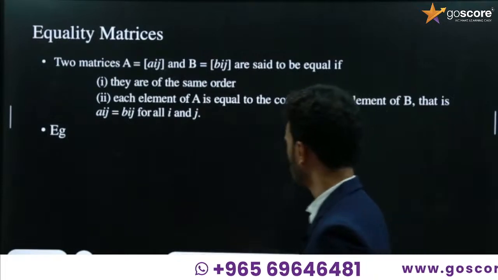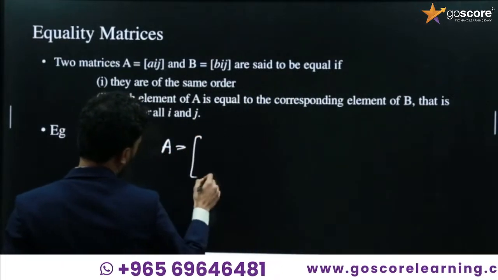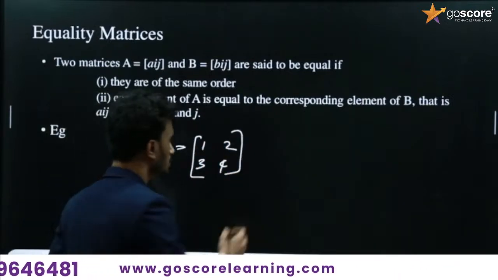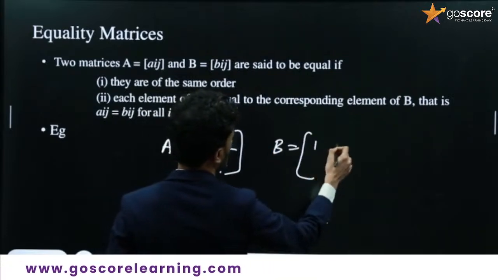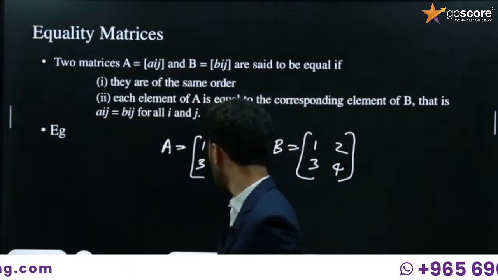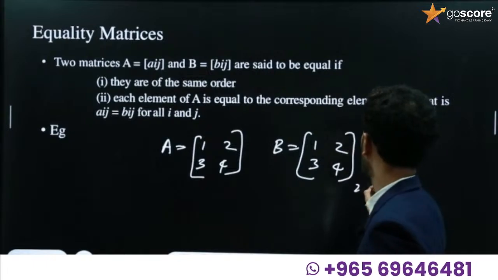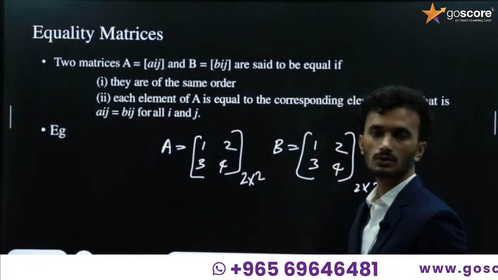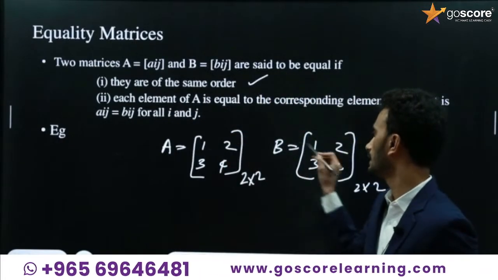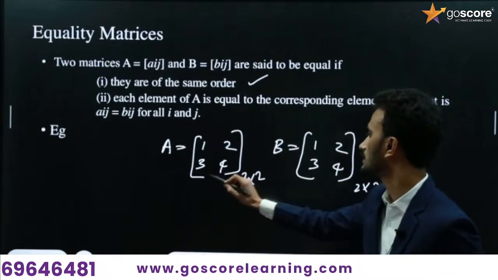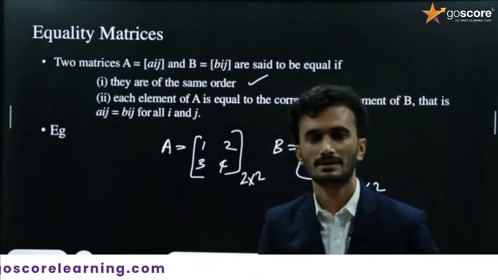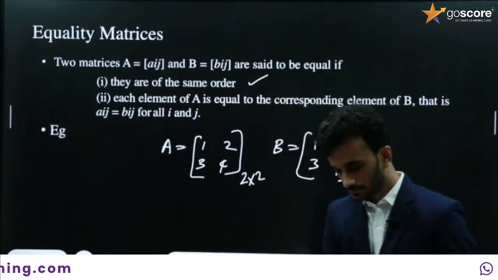So how can we represent it? I will write A is equal to 1 2 3 4, then B is equal to again 1 2 3 4. First you check the order of the matrix. What is the order? Two rows, two columns, so this is 2 by 2, and this one is again 2 by 2. Same. So the first condition is satisfied: they are of the same order. Then A11 and B11 are equal: 1, 1, 2, 2, 3, 3, 4, 4. So we can say that A and B are equal matrices.